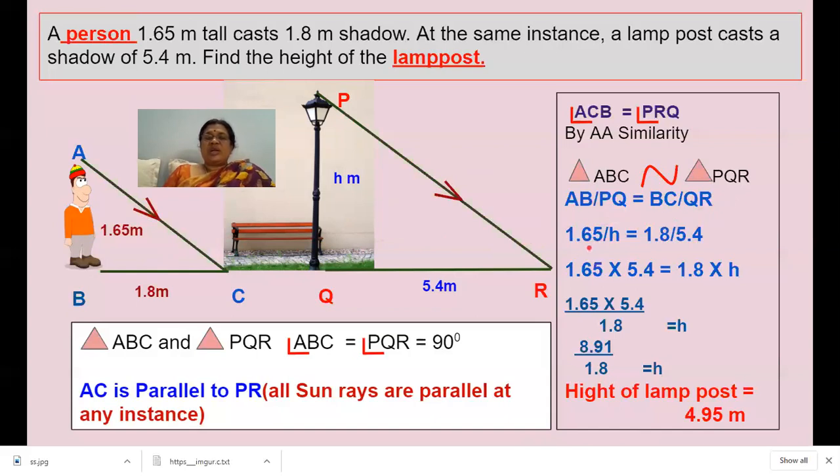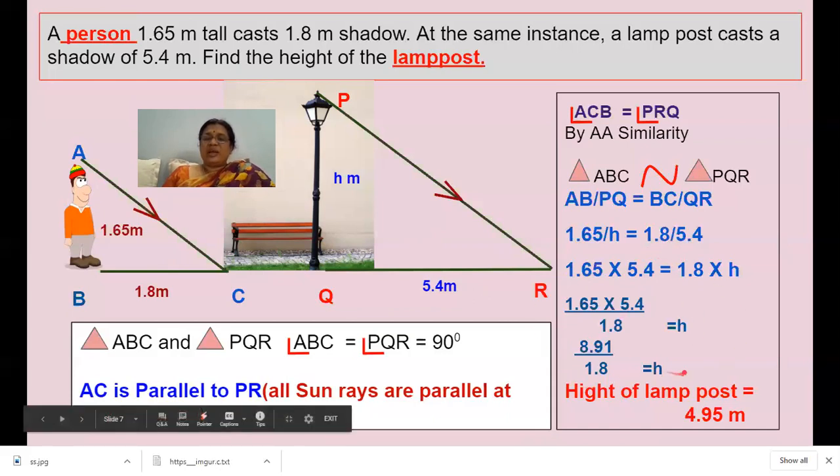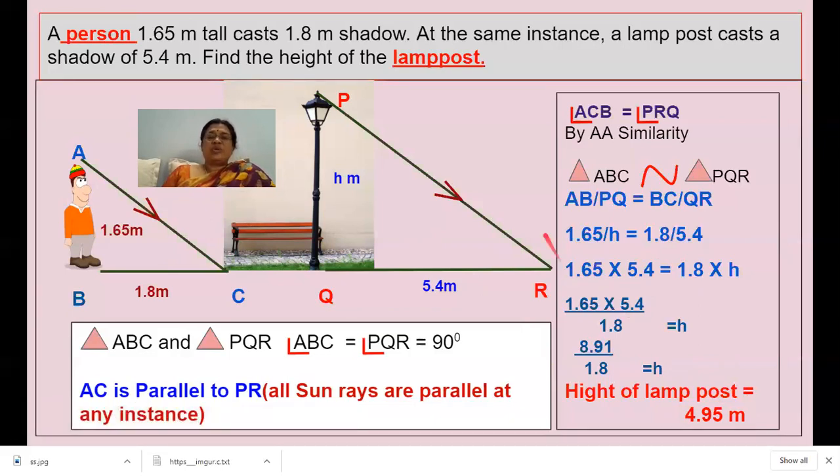So what I have done, I have substituted the values. I have taken the height of the lamppost as H. First I have cross multiplied. So 1.65 into 5.4, and here it is 1.8 into H. When you simplify this problem, you will get the answer. So what is the answer? What is the height of the lamppost? It is 4.95 meters. Next problem.